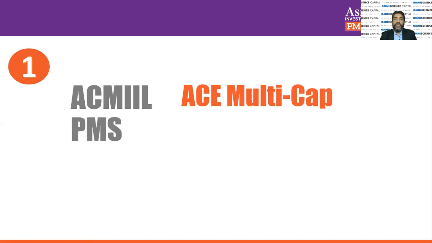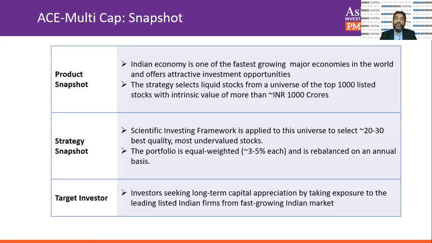Now we'll go to the ACE-Multicap, which is one of the core strategies of ACME PMS. Very, very briefly, I'll discuss that with you. So basically, India is the fastest growing economy even now across the major economies. So we pick from the liquid top 1,000 companies where the intrinsic value of the companies is more than 1,000 crores approximately. The scientific investing framework is applied to this universe and a portfolio of 20 to 30 companies. So on an average, you would have something like a 4% allocation to each. So around 20 to 25 companies with a 4 to 5% kind of allocation. And this is continuously monitored and rebalanced on an annual basis.